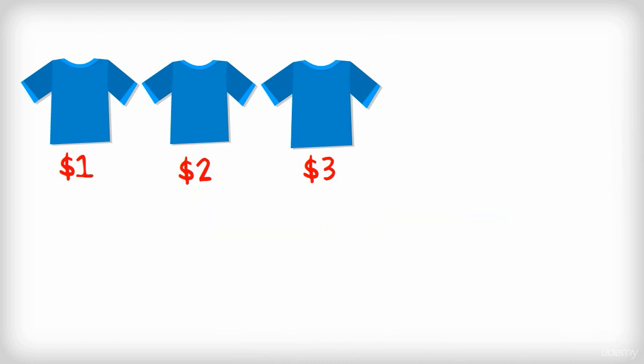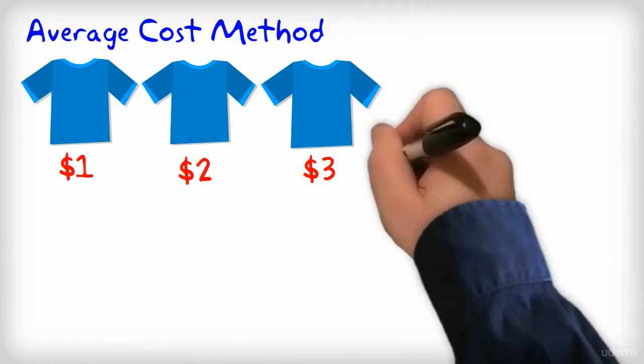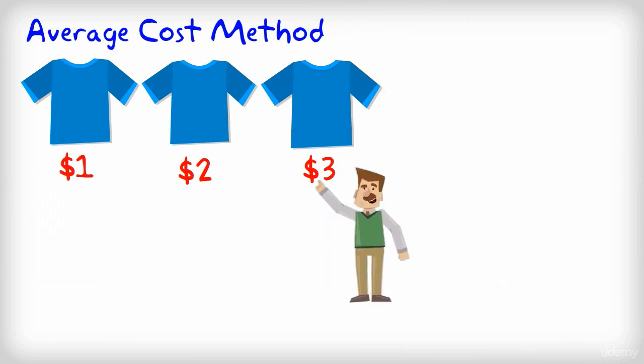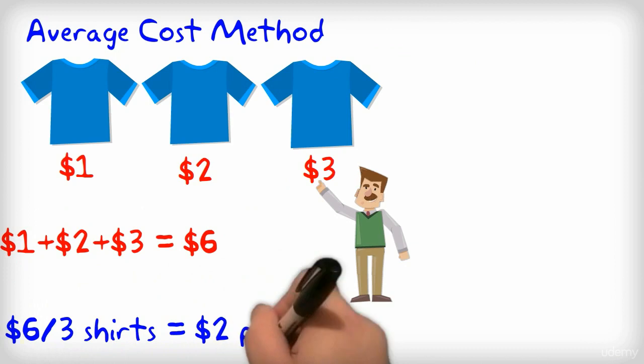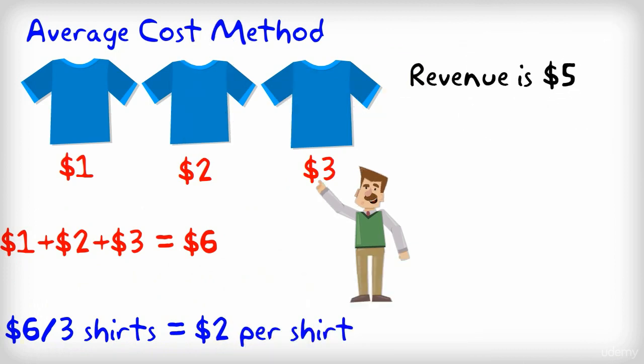Under the average cost method, we simply find the average cost per shirt. We do not care which t-shirt this guy picked. The average cost is calculated to be $2 per shirt, and that is our cost of goods sold. Therefore, the gross profit is $3.